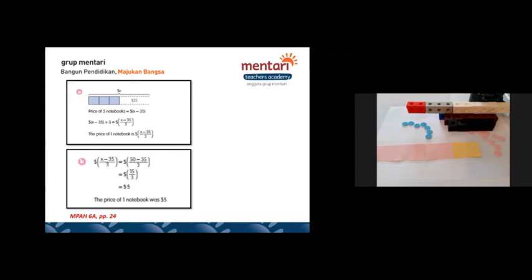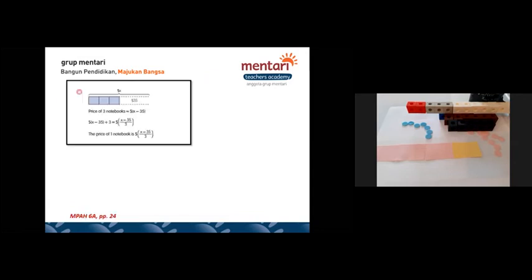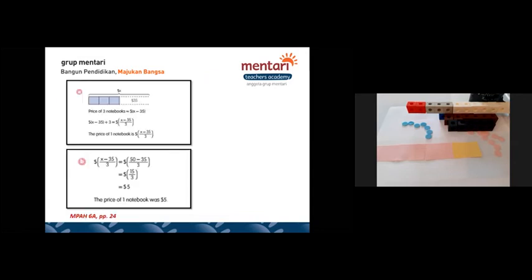And if the total price is 50, if Charlene had 50, it means that she bought a dress for $35. It means she has $15 remaining. So the price of 1 notebook is just the remaining amount divided by 3. Okay.